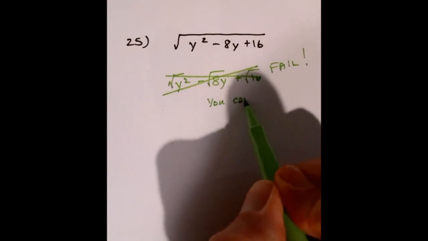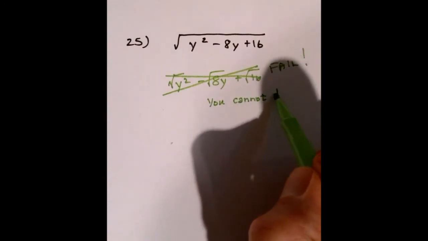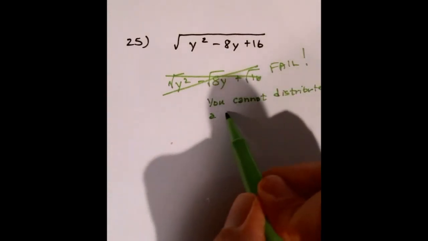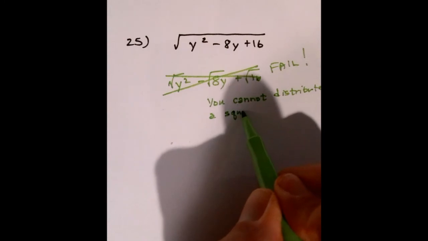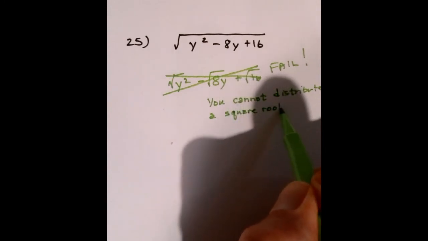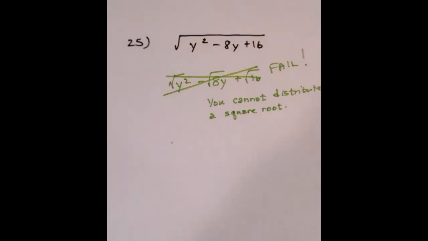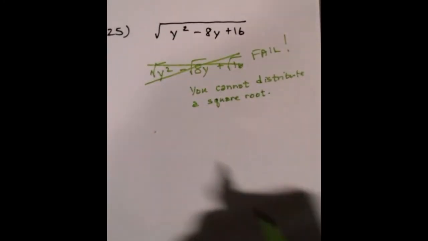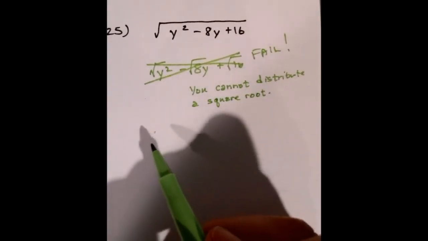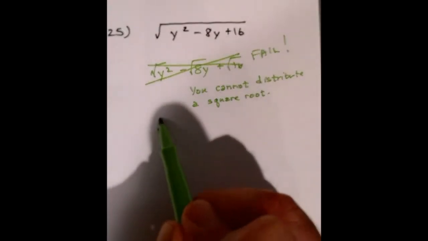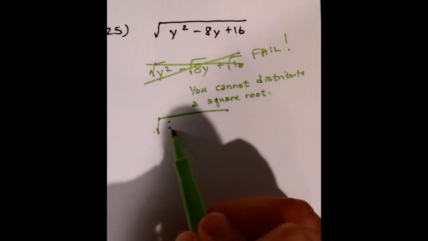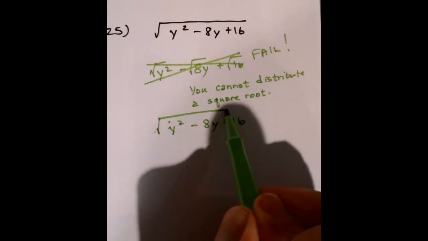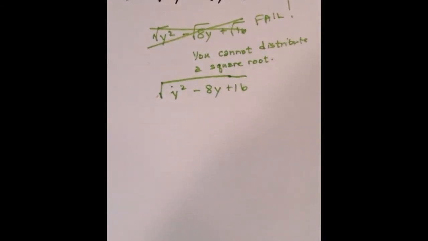All right, so you might want to write this note for yourself, right? You cannot distribute a square root. Just like you can't distribute a power, you can't distribute a square root. So you might be saying to me, well, Mr. Kubik, what the heck am I supposed to do then? So how am I supposed to find the square root of y squared minus 8y plus 16? And I'm going to answer your question, young man.